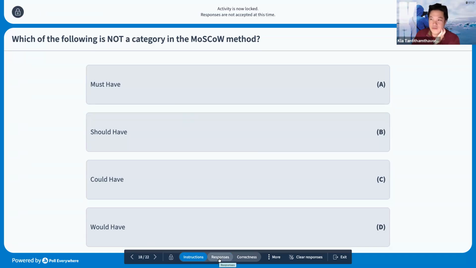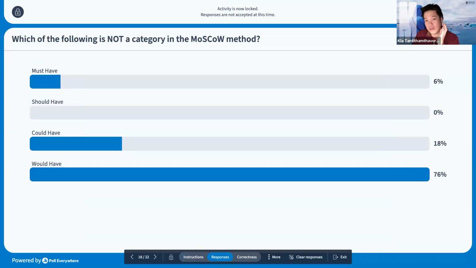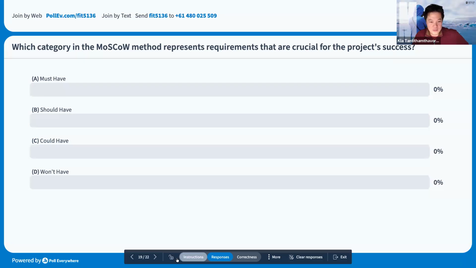Okay, let's see the response together. Yeah, the answer is would have, okay? Sorry, the correct answer, the right one should be won't have. Won't have. Must have is correct, should have is correct. Could have is one of the Moscow method categories. And the last one is won't have, not would have. That's good.